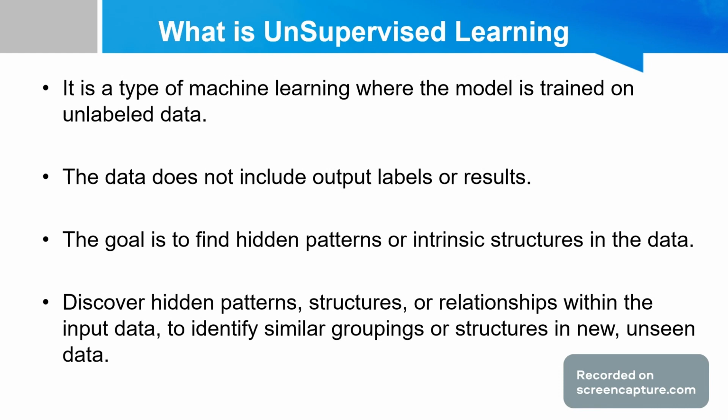And here, we discover the hidden pattern structures or relationships within the input data to identify similar groupings or structures in new unseen data. So basically the output is to be found by finding the hidden patterns. That's it. That is what unsupervised learning tells us.